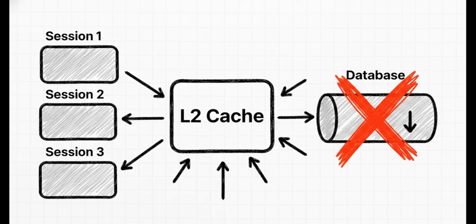But what about data that lots of different users and sessions need all the time? Well, that's where the second-level cache comes into play. Think of this one like a shared public library for your whole application. You can set it up to store that frequently used data, which means your entire app gets a massive speed boost by cutting down on database hits. It's an incredible performance tool.